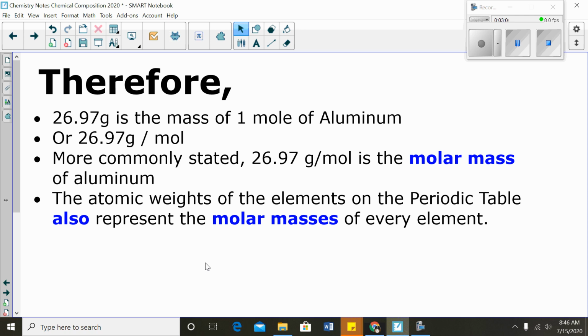So therefore, 26.97 grams is the mass of 1 mole of aluminum, or 26.97 grams per mole. So more commonly stated, 26.97 grams per mole is the molar mass of aluminum. The atomic weights of the elements on the periodic table also represent the molar masses of every element.